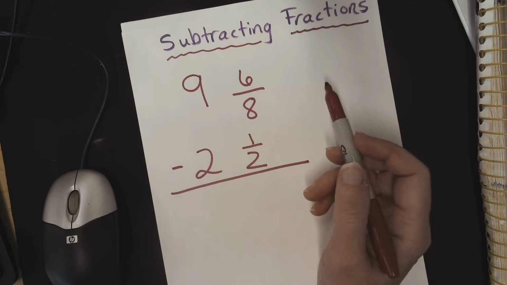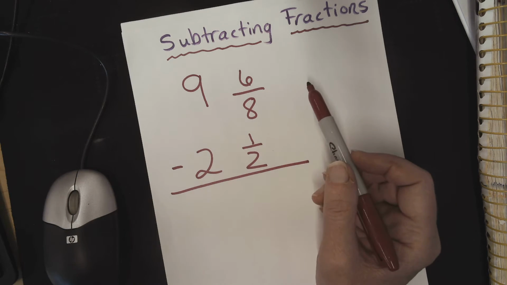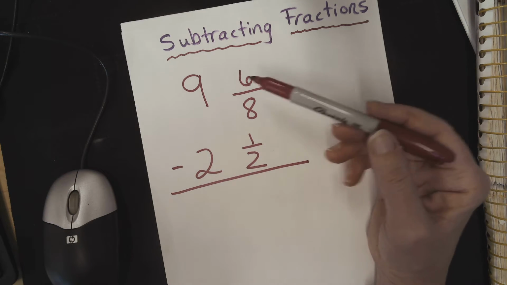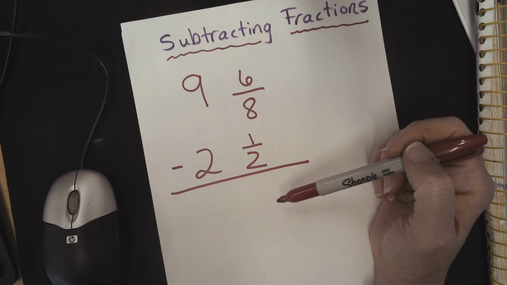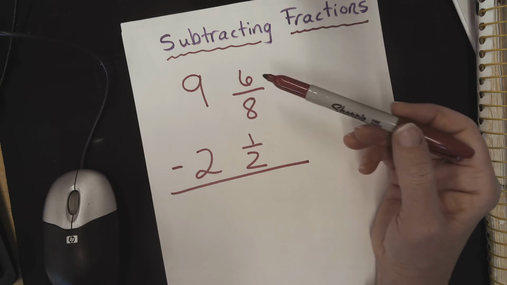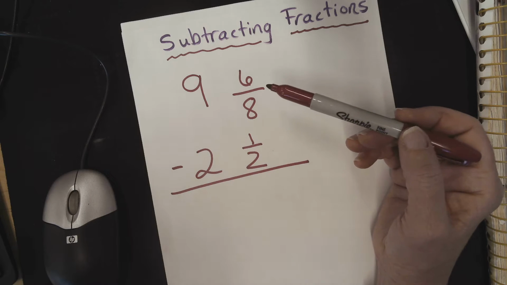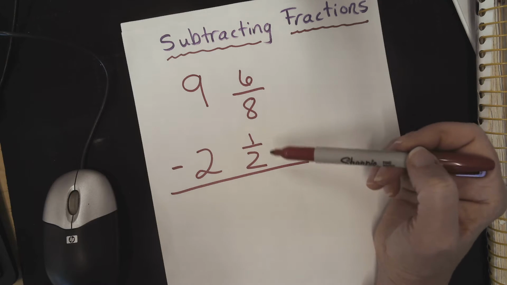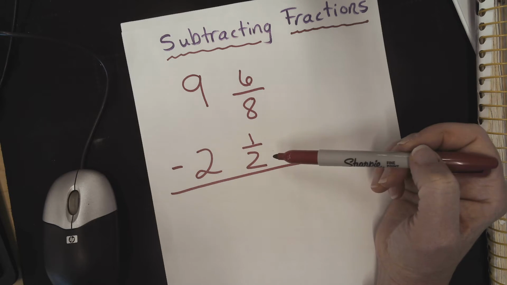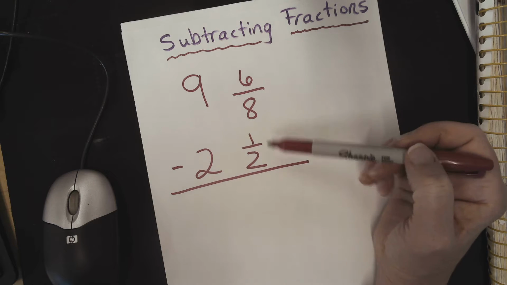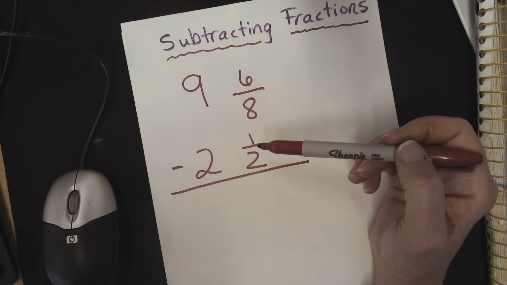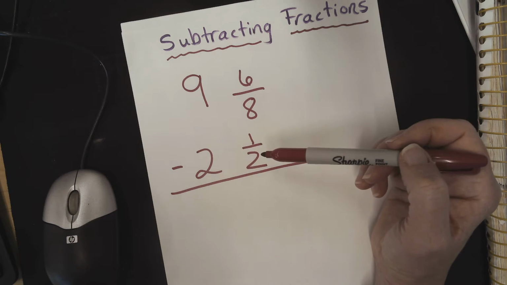Okay, we're going to be subtracting fractions. So the first step we want to look at, it's always good to line them up vertically like this. And we're going to look at the fraction and ask, do we have a common denominator? And in this case we have 8 and 2, so we don't. And we can see that 2 is a factor of 8. So I would only have to change one of my fractions.